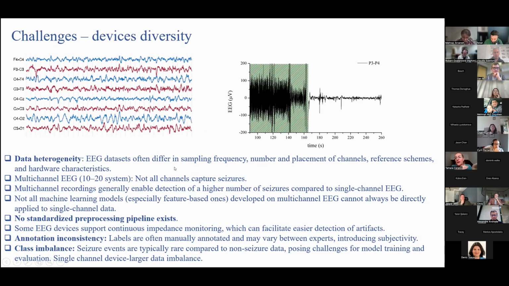So on one side, we have the gold standard, multi-channel EEG, the 10-20 system. And on the other side, we mostly use single channel EEG in practice. So what is the influence on our machine learning algorithms? Different data sets, different sampling frequency, different number of electrodes and placement of electrodes. Also, multi-channel EEG captures more seizures than single channel EEG.